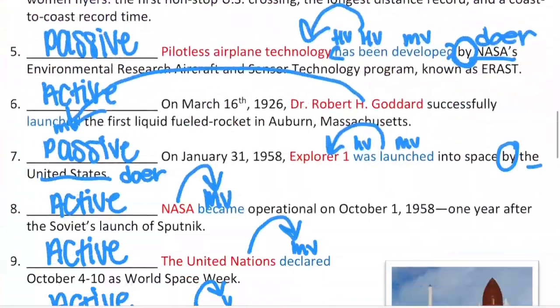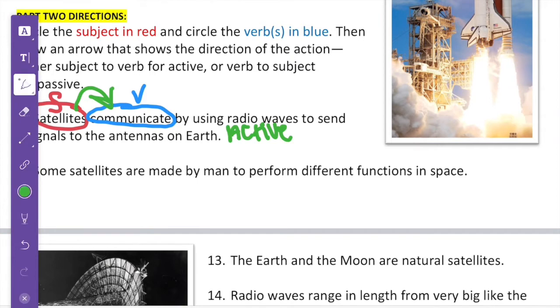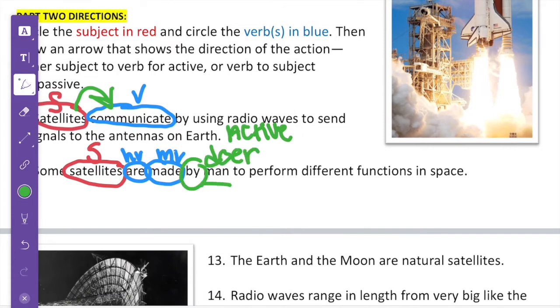All right, let's take a look at number 12. Some satellites are made by man to perform different functions in space. Okay, let's start by looking for our subject, the thing the sentence is about, satellites. Same subject here. Now we're looking for a verb. They are made. Here we have a helping verb and a main verb. Two verbs working together. Now look, we also have this keyword in here, by man. This is our doer. So here we're going to actually be drawing our arrow backwards. Satellites are made by man. They're being made by our doer over here. So the subject is receiving the action. So if I were to identify this as active or passive, this would be an example of a passive voice sentence.